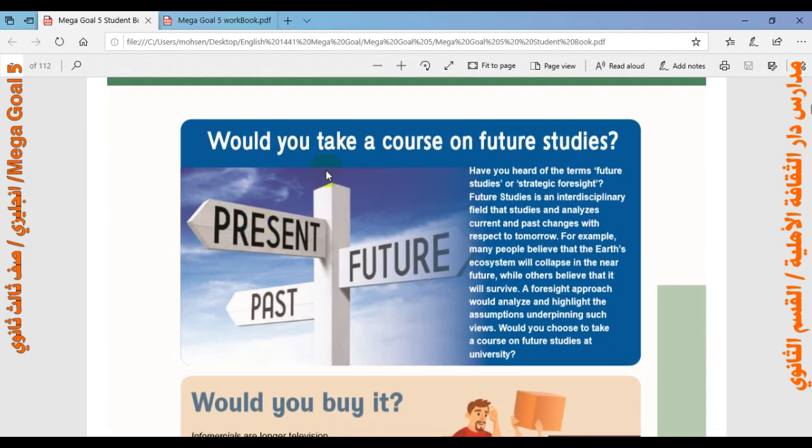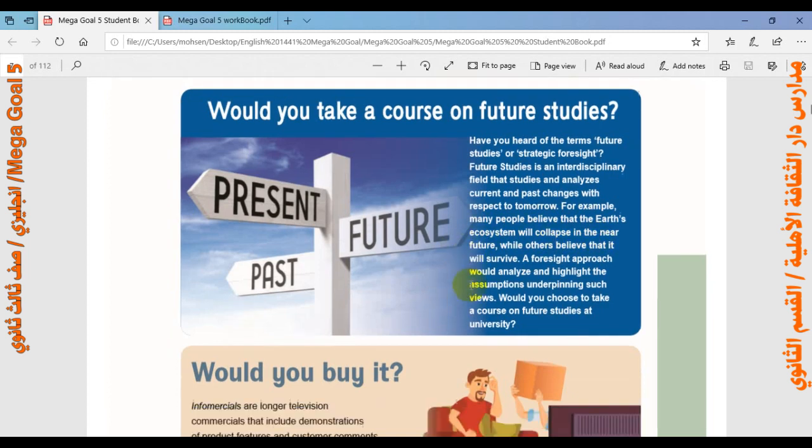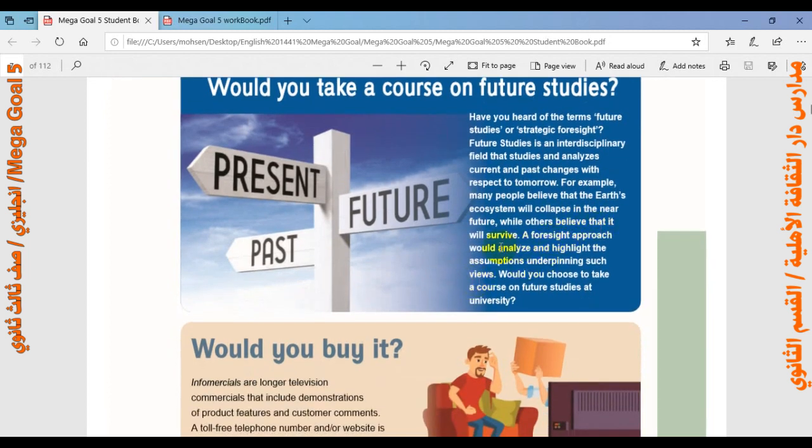Would you take a course on future studies? Have you heard of the terms future studies or strategic foresight? Future studies is an interdisciplinary field that studies and analyzes current and past changes with respect to tomorrow. For example, many people believe the Earth's ecosystem will collapse in the near future, while others believe that it will survive. A foresight approach would analyze and highlight the assumptions underpinning such views. Would you choose to take a course on future studies at university?